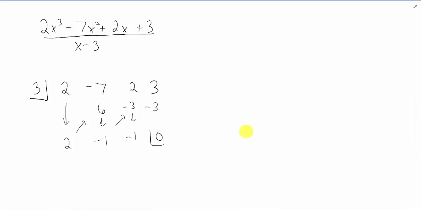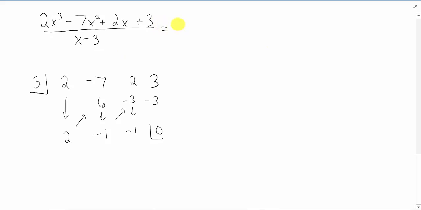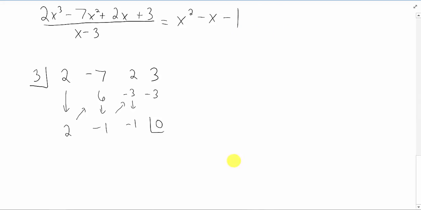So what did we just learn about this problem? Well, we learned that if you divide these two polynomials, you're going to end up getting x squared minus x minus 1 with no remainder, so you don't have another term over here. Getting a remainder of 0 is actually a really big deal, because what it says is that x minus 3 divides evenly into the polynomial numerator.